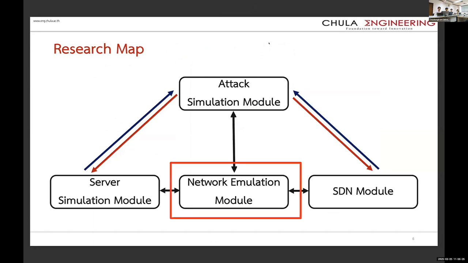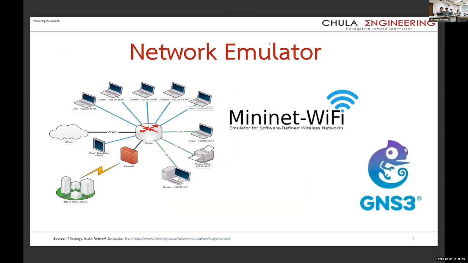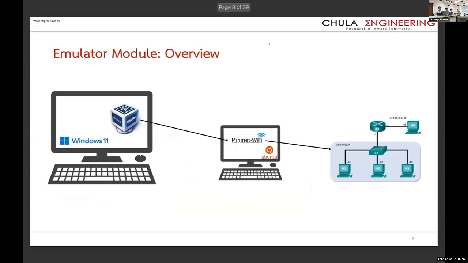First, let's start with the network emulation module. There are many free open software options you can use, like GNS3 and, as you will know, Mininet-WiFi. Mininet-WiFi is an extension of Mininet, and it works well with wireless interfaces and mobile devices. Let's look at the overview of how we build our test bed. We have our host machine running Windows 11 with VirtualBox, which can create virtual machines. In VirtualBox, we create one virtual machine running Ubuntu. Then we install Mininet-WiFi to build our network topology with a Python script.